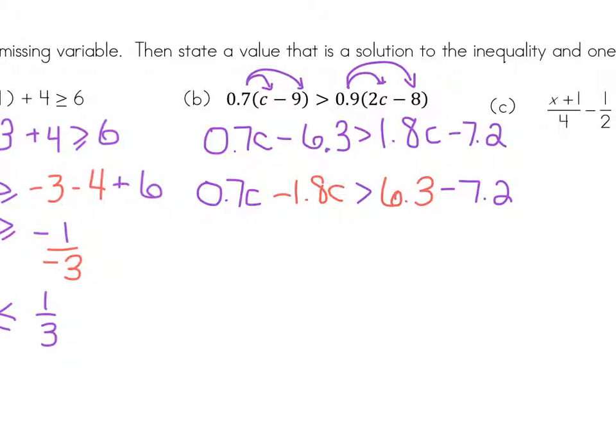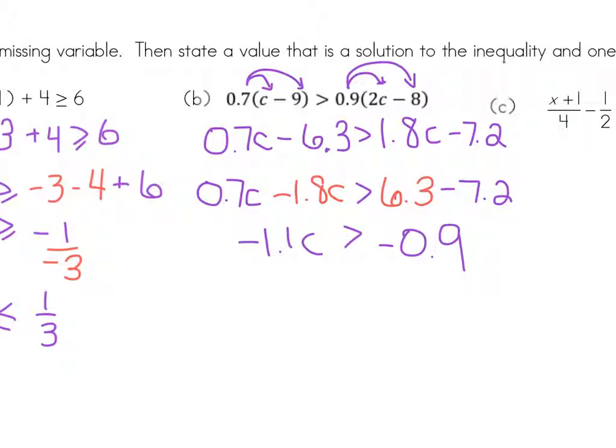Now what I'm going to do is group both sides together. So 7/10 minus 1 8/10 is negative 1 1/10 C. And that's greater than 6 3/10 minus 7 2/10, which is negative 9/10.